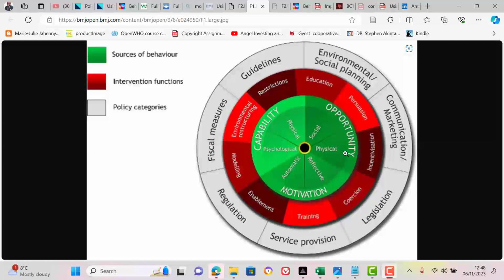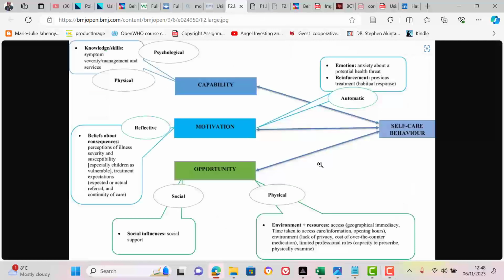But we also have a different model as a framework, trying to break down what we mean by capability, what we mean by opportunity, and what we mean by motivation. That framework is called the TDF, the Theoretical Domain Framework, and this is what the framework breaks down. It helps us to really identify what we mean by capability, motivation, and opportunity.